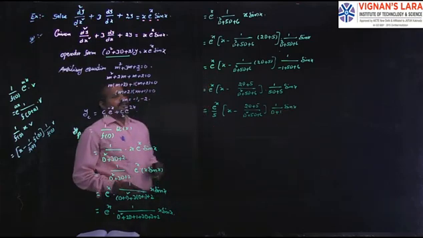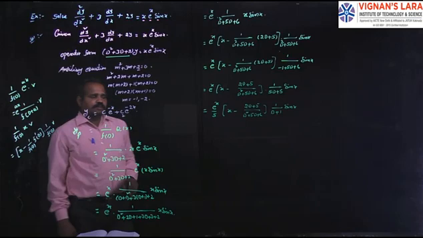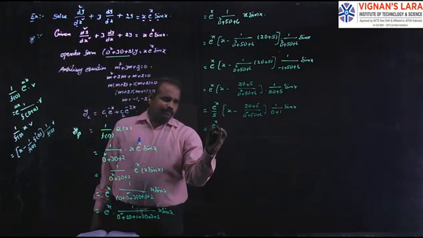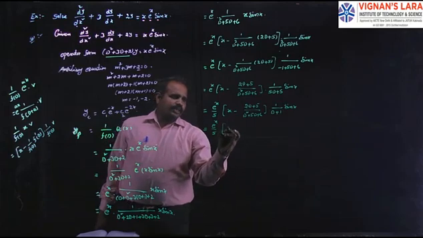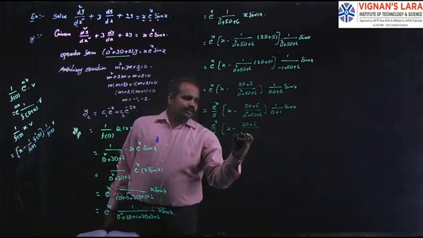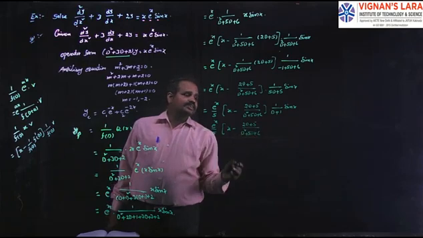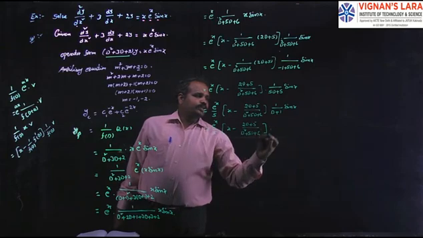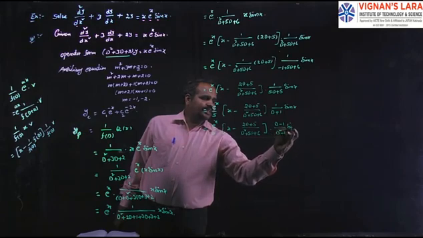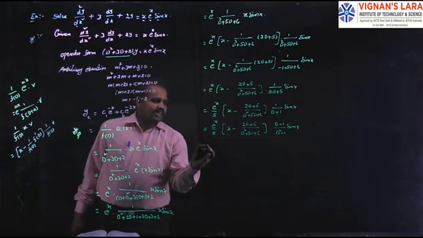So 1 by d plus 1. What is the rationalizing factor of d plus 1? d minus 1, which is equal to e power x by 5 x minus 2d plus 5 by d square plus 5d plus 6 into d minus 1 by d square minus 1 into sin x. Denominator becomes 0.